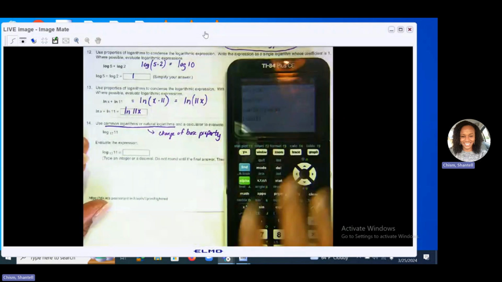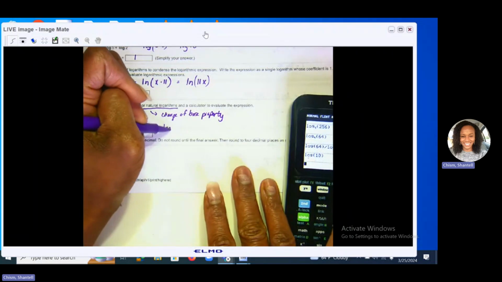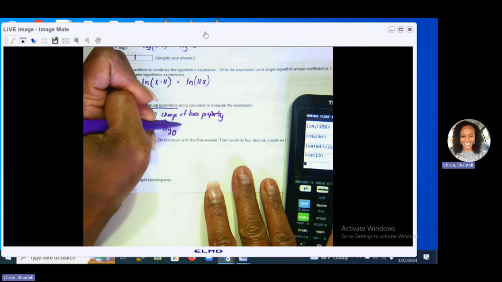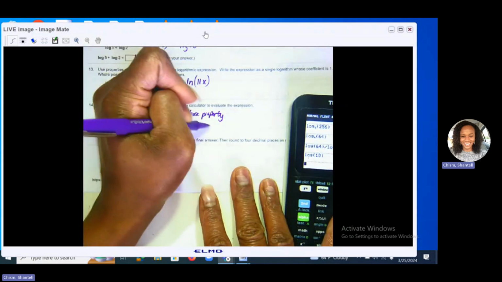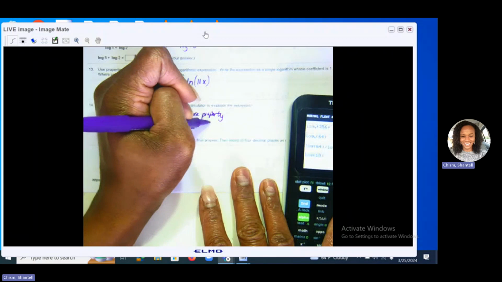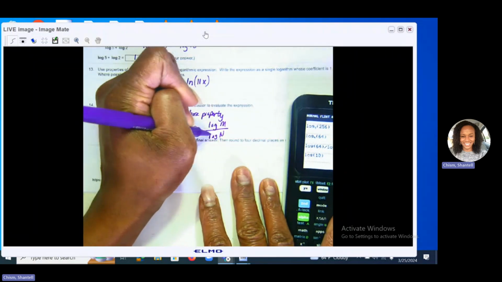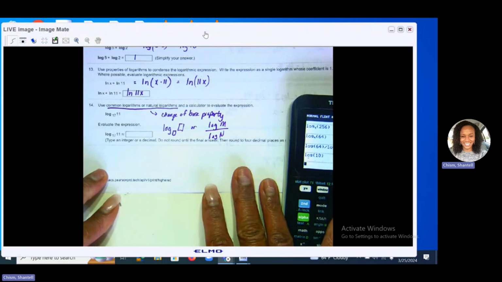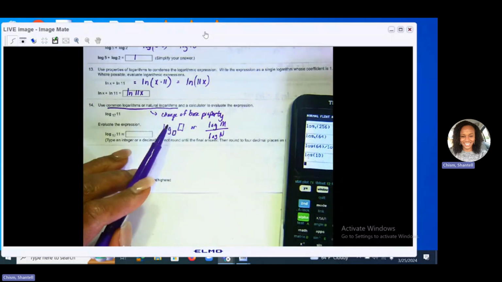Now, if you have that shortcut key, you can use it. If you have the log base key, the shortcut key, or the change of base, which would be log of m over log of n, either one of those. This is the change of base property. This is the shortcut key.